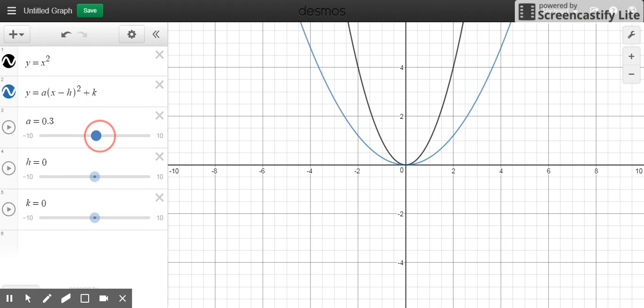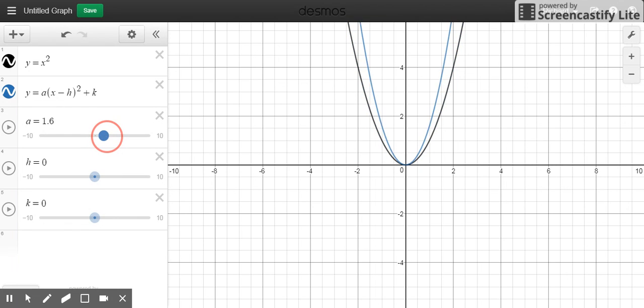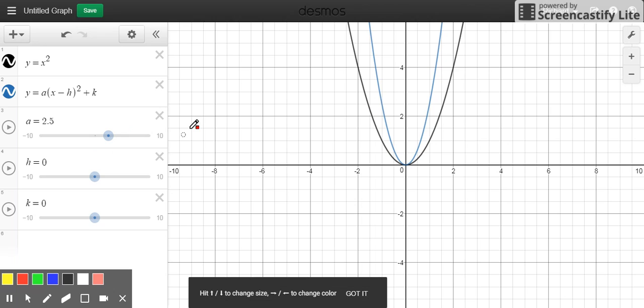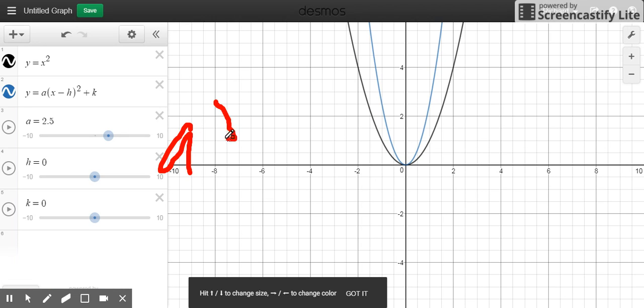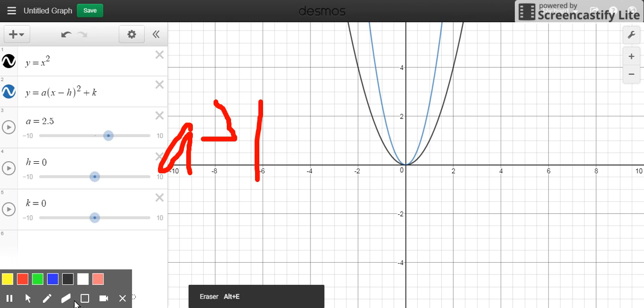All right, so let's look at the special situations here from the parent graph. So here I am when a equals 1. It's the same as my parent graph. So when a is greater than 1, things you might want to jot down. Heck, let's do it. Okay, you can listen to me instead of looking at what I'm writing. If it's greater than 1, as you see here, the graph is going to be really skinny.